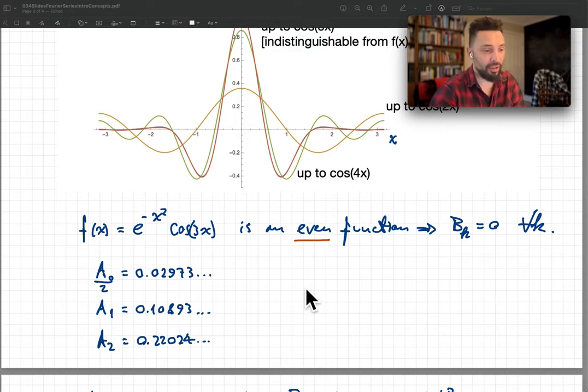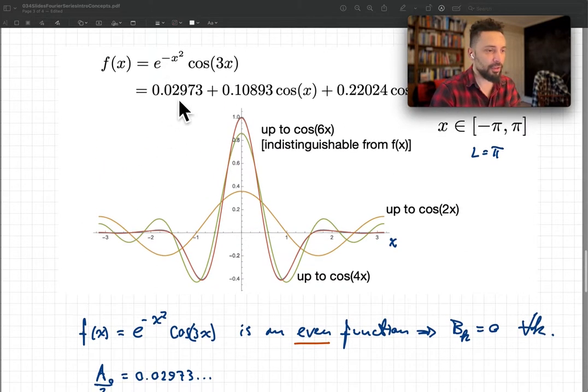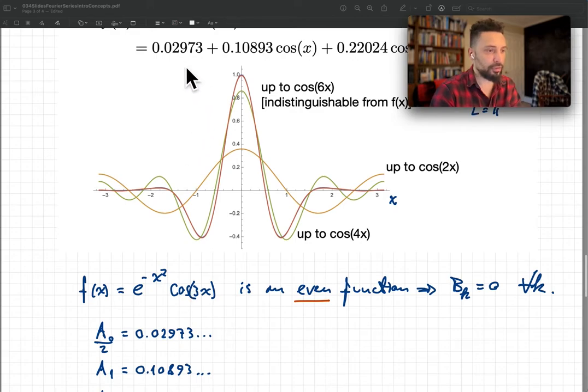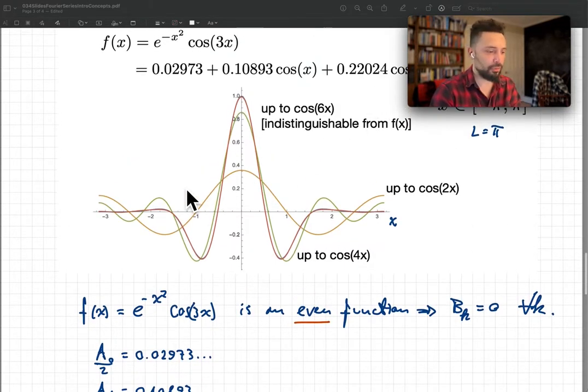If your function is odd, then all the a's are going to be 0 and all the b's are going to, in general, remain. It may be that some of them vanish by chance, but typically the b's will be non-zero, and you can prove that the a's would have to be 0 if your function is odd. So here again, the function is even, and so the bk's have to be 0 for all values of k. And the coefficients are, as I wrote here, a0 over 2 is just this number here, 0.02973. a1 is this other coefficient, and a2 is this 0.22024.